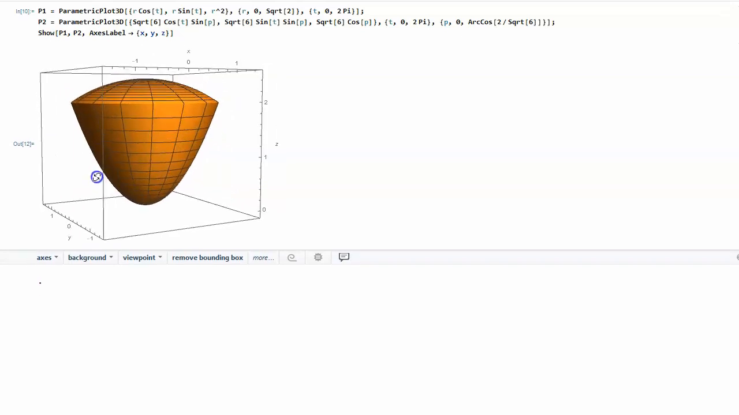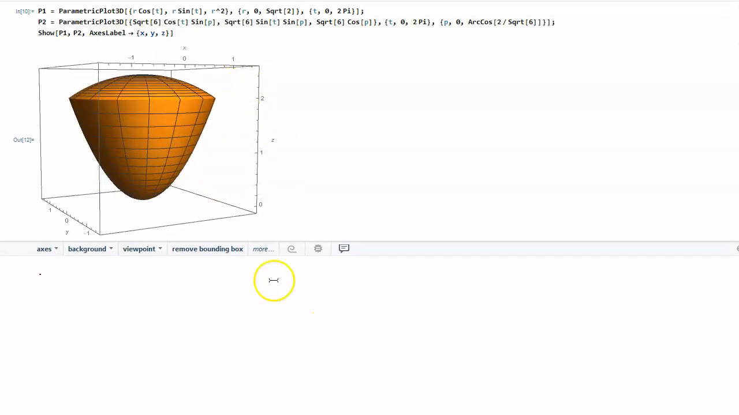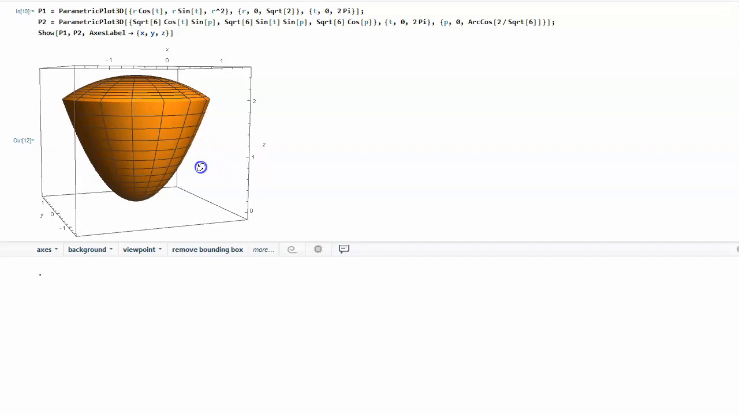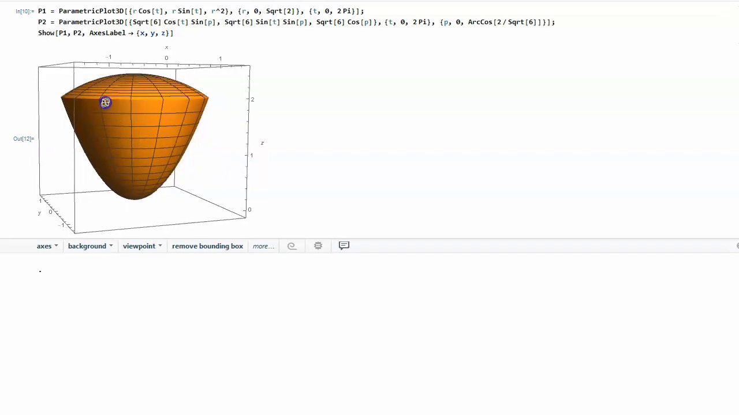If I start moving in the z direction, here's my z-axis, I move from the bottom to the top in the z direction. You'll see that I'm always bounded below by this paraboloid, and I'm always bounded above by the piece of the sphere. And so this is actually the variable I'm going to integrate with respect to first.